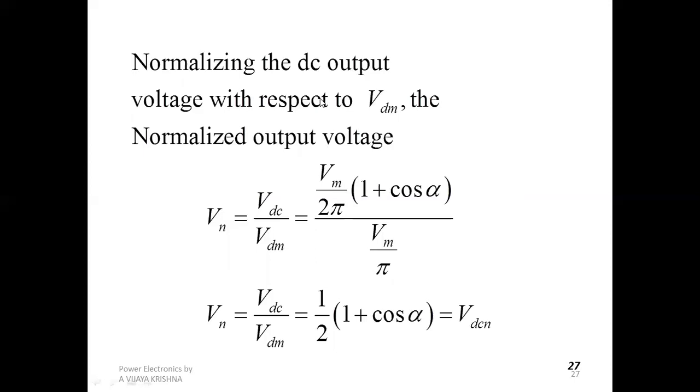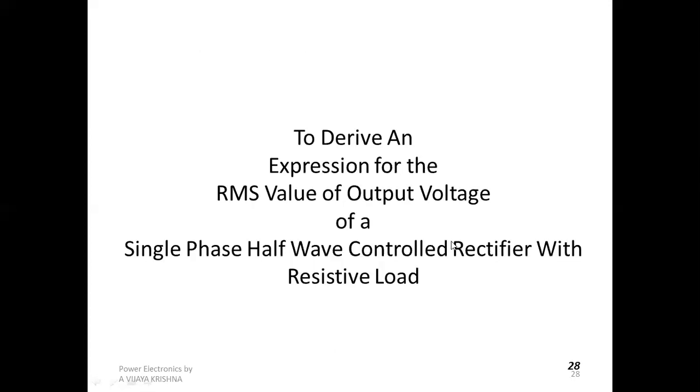Normalizing the DC output voltage with respect to VDM gives the normalized output voltage, which we consider in practical applications. That is Vn equals VDC by VDM. VDM is nothing but the maximum value, Vm by pi. We substitute all these equations in the numerator and denominator, and we get Vn equal to this value. This is called the normalized output voltage, VDCN.